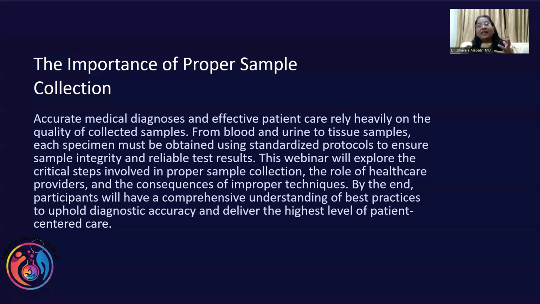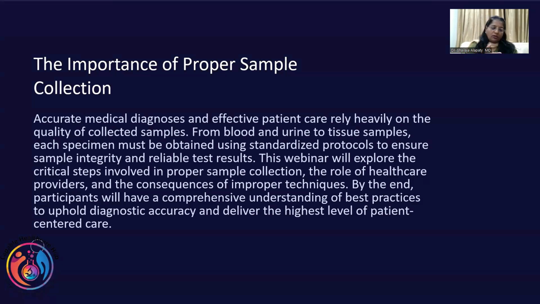Importance: accurate medical diagnosis and effective patient care. Read this: accurate medical diagnosis and effective patient care rely heavily on the quality of the collected sample. I'm emphasizing the quality of the collected sample. From blood to urine to tissue samples, each specimen must be obtained using standardized protocols. What do I mean by standardized protocols? Not just some SOP somebody wrote that is not relevant to us. No, they are standard guidelines.